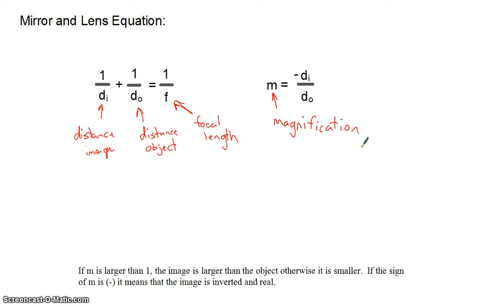If M is larger than 1, it's magnified. If it's smaller than 1, it's minified, I guess you could say. If the sign is negative, it means the image is both inverted and real. So it means that the image has been flipped.